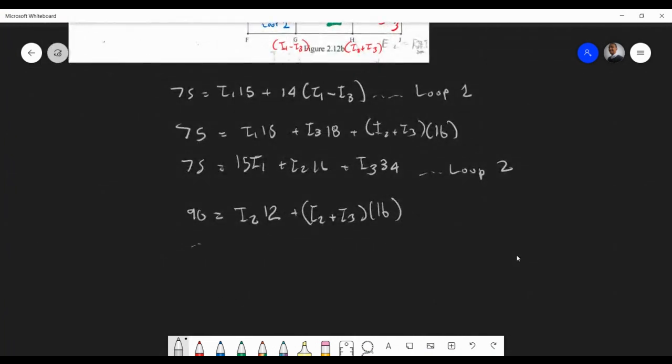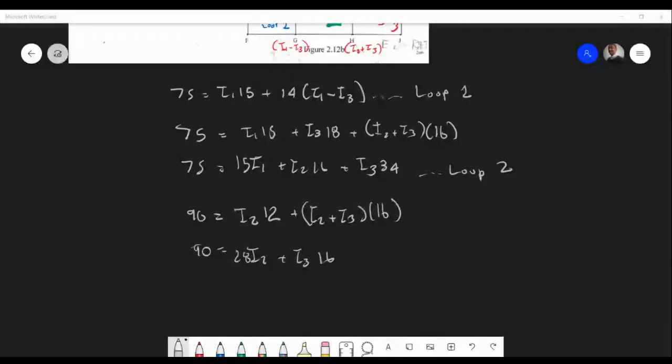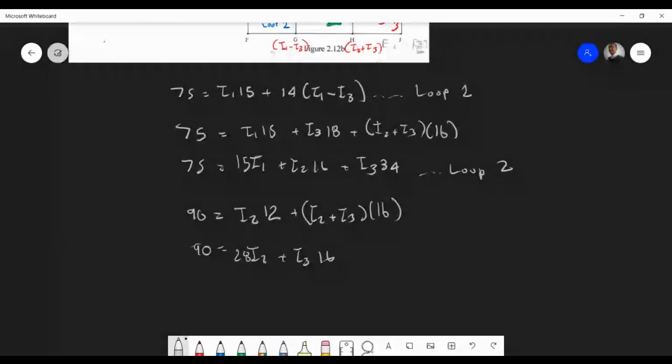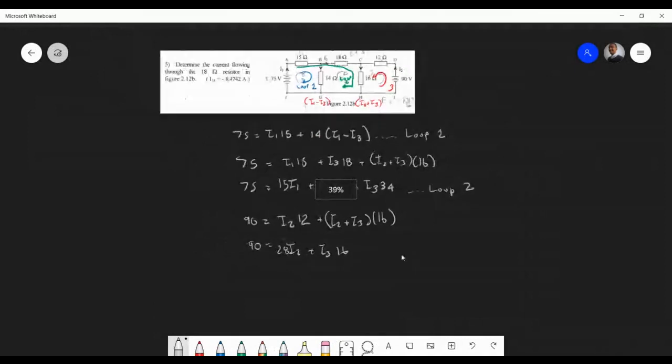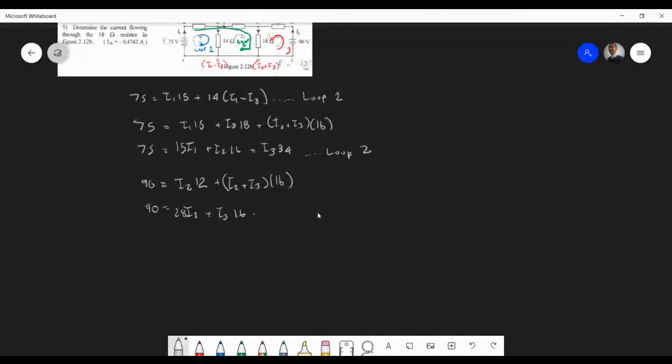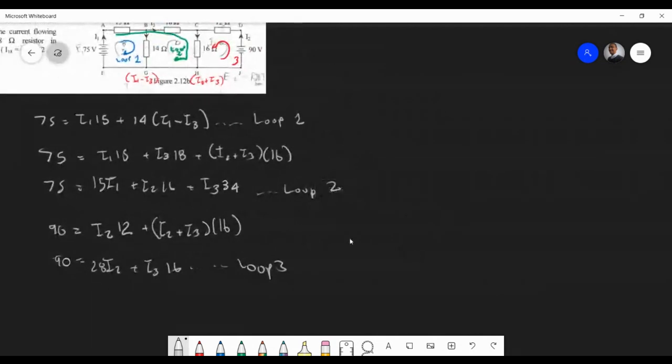Okay, let's just sort this guy out. Are you feeling Kirchhoff now? Do you see where we're going with this? Is that 28 plus I3 and 16? Let's check that equation. Okay, right. So now it seems daunting. So let's see loop 3. But I'm going to write next to it here, so it's easy for me to see.